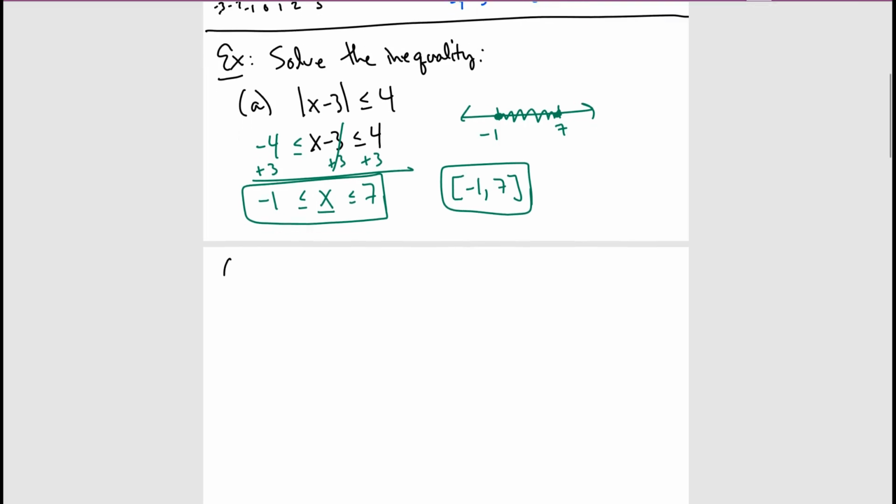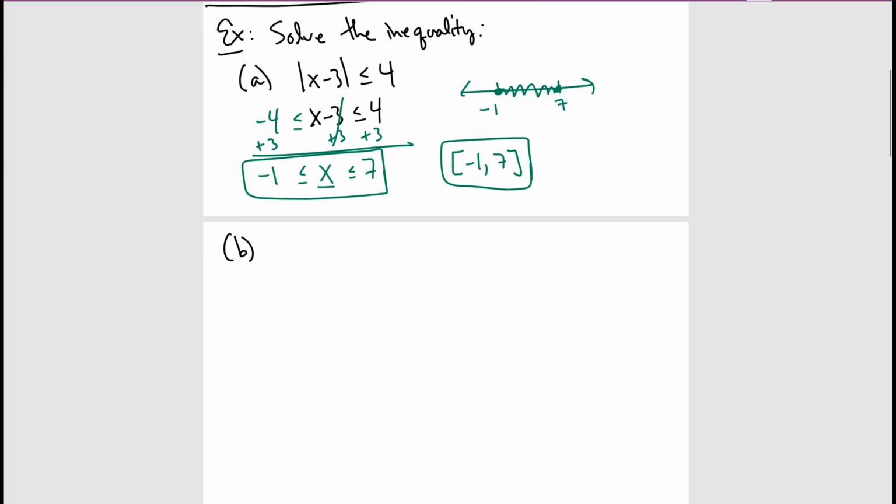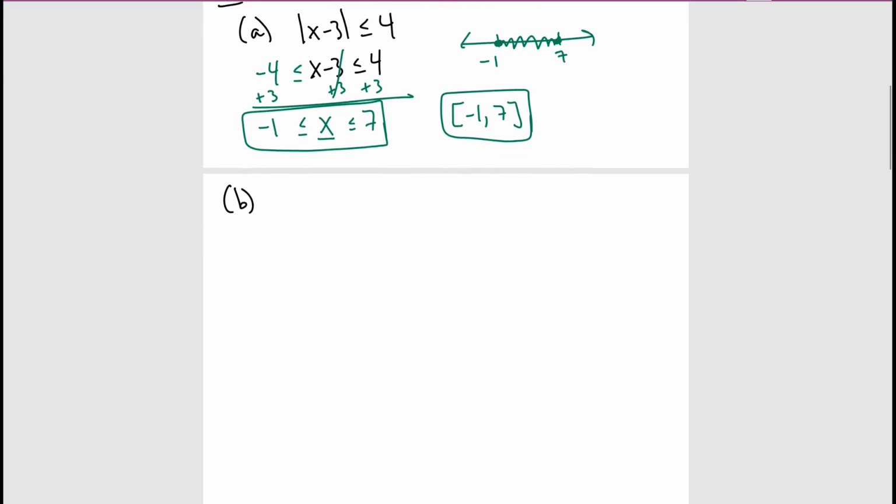So let's try this one. Let's say you wanted to do negative 2 absolute value of x minus 4 plus 1 is greater than or equal to, let's say we want to do negative 5.